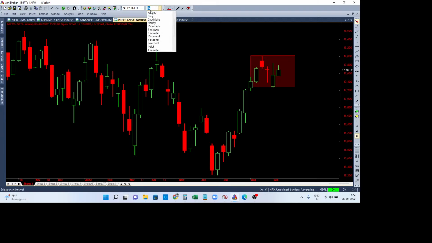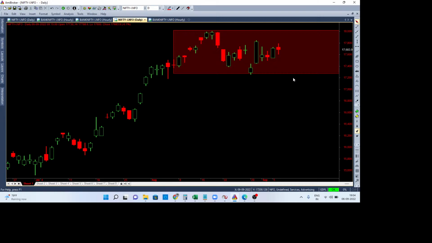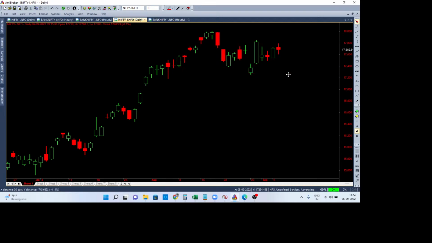And the daily is also running sideways. It's been running sideways for the last 5 trading sessions. Nifty has been bounded within this range. In the last 5 days, price has been trading between 17,400 and 17,800 levels.